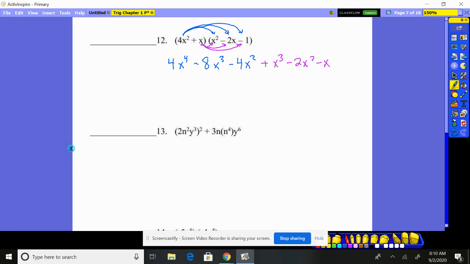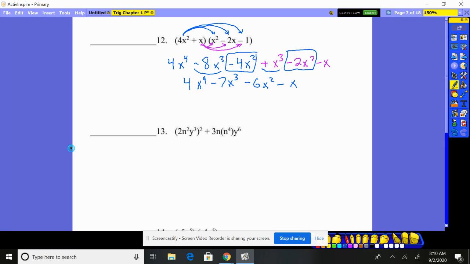Now let's put together. There are no other x to the 4th. There's an x to the 3rd here, plus an x cubed right there. So let's lose 7 of them. And then you have an x squared and the x squared. Lose 4, lose 2, you've lost 6 of them. And then at the end, by itself, you have minus an x. There's problem 12.